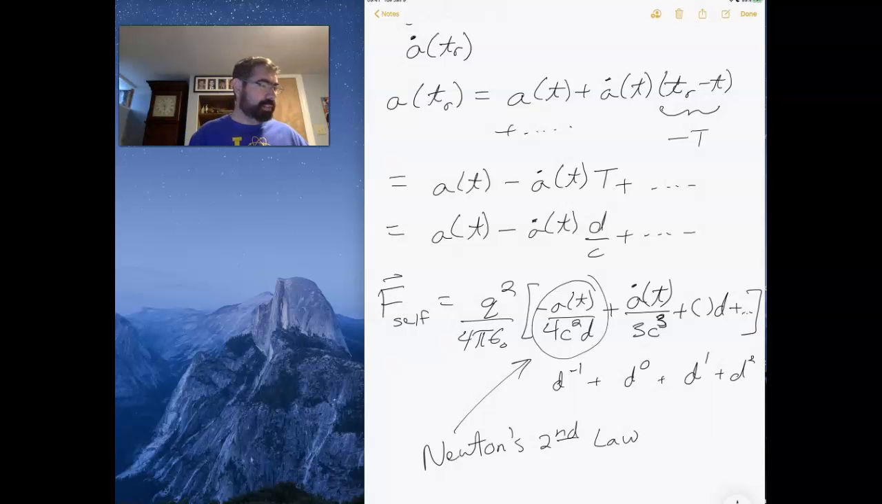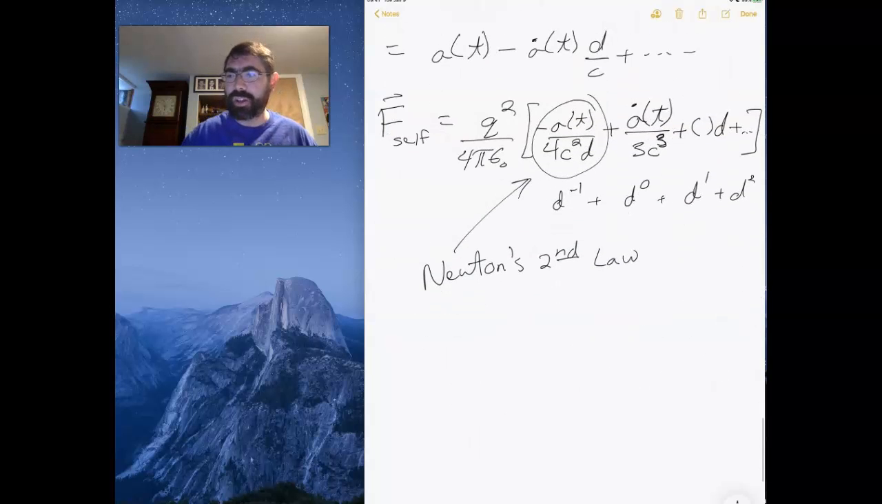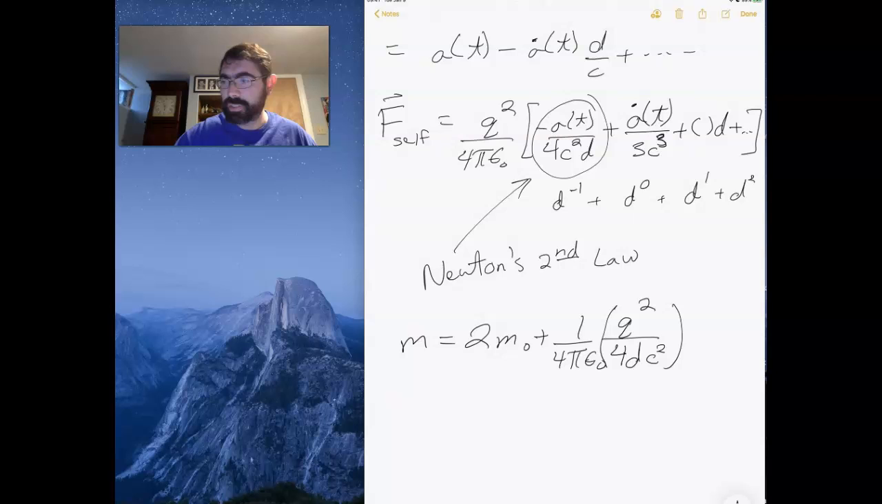Okay. So what that means now is Newton's second law, but the mass is now rewritten as 2 times mass 0 plus 1 over 4 pi epsilon naught q squared over 4dc squared, like so, where this is what we're going to call the rest mass. So the mass, if there was no motion whatsoever in the charges, would be m0. But the fact that we have moving charges means it has now modified the mass.